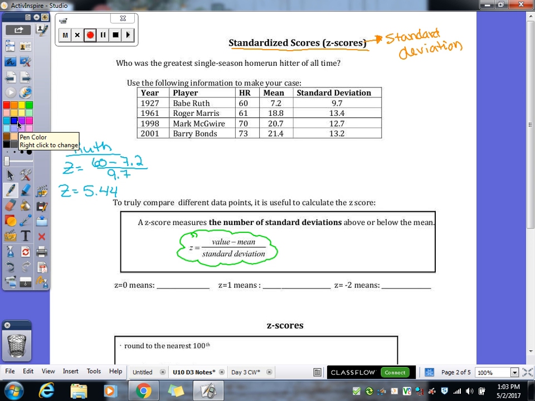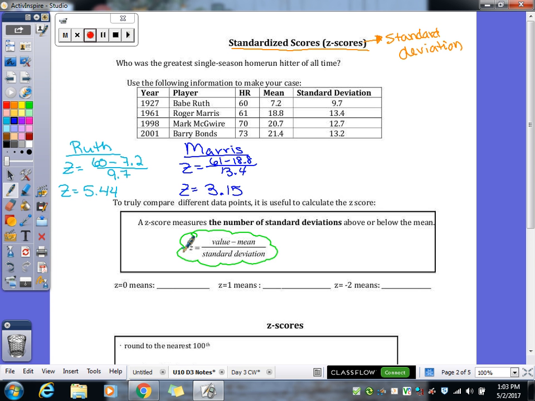Do we even have that number on our chart? No. So that means he was pretty awesome for his time. So let's take a look next at Maris. Let's calculate his z-score. So his score of 61 minus the mean of 18.8 divided by the standard deviation of 13.4. So he had a z-score of 3.15.